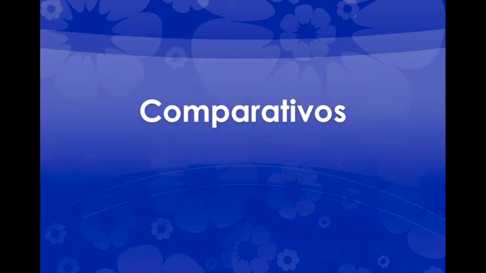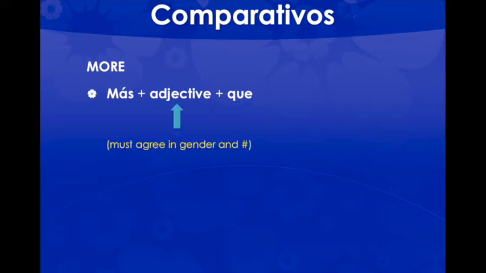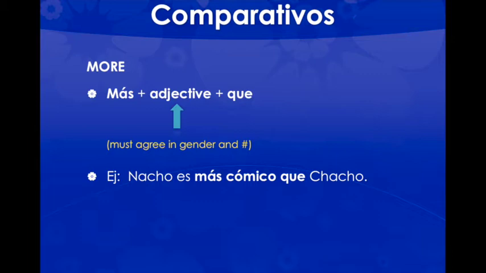If we want to do comparisons with adjectives, saying that somebody is more studious than somebody else, or less tall or shorter, or all those kind of words, what we need to use is the verb ser, and then we're going to use más and que, meaning more than. So more tall than, or taller. And remember, the adjective always needs to agree in gender and number. So for example, if we wanted to say Nacho is funnier than Chacho, we would really have to say Nacho is more funny than Chacho. There's no funnier in Spanish. You have to just say more funny. So Nacho es más cómico que Chacho. Notice how cómico agrees with Nacho because he's a boy.